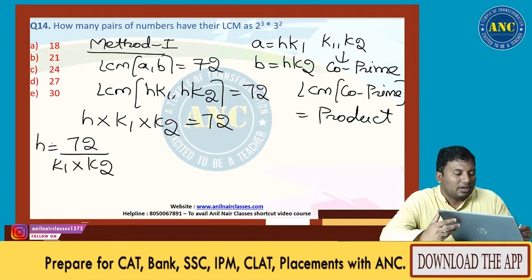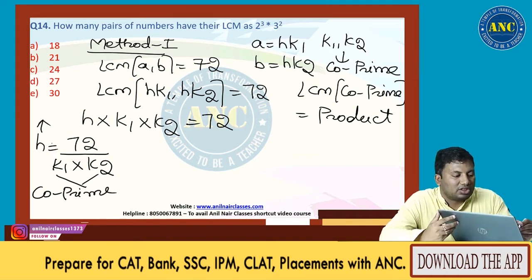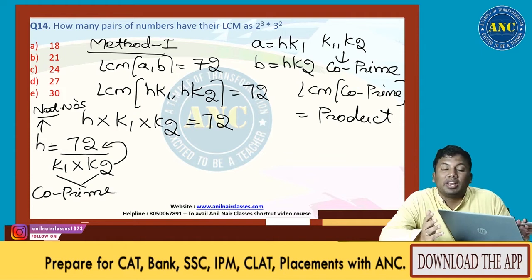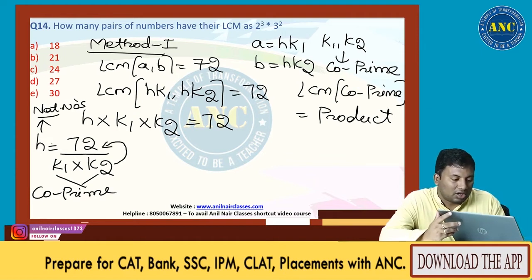Now see here. What are K1 and K2? K1 and K2 are co-prime numbers. Can I say H is nothing but a natural number? HCF is always a natural number. That means K1 into K2 should be a factor of 72. Yes or no? K1 into K2 is a factor of 72.